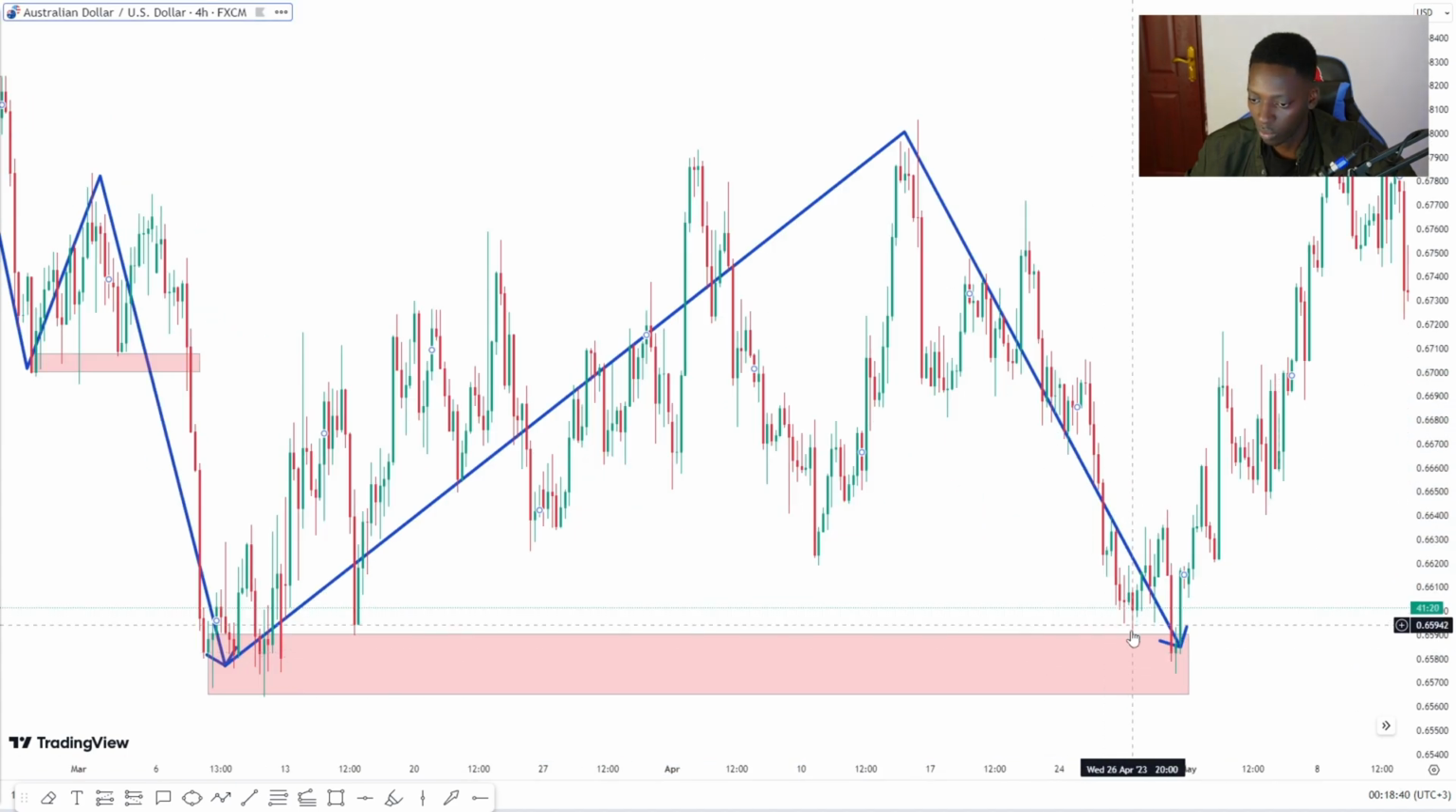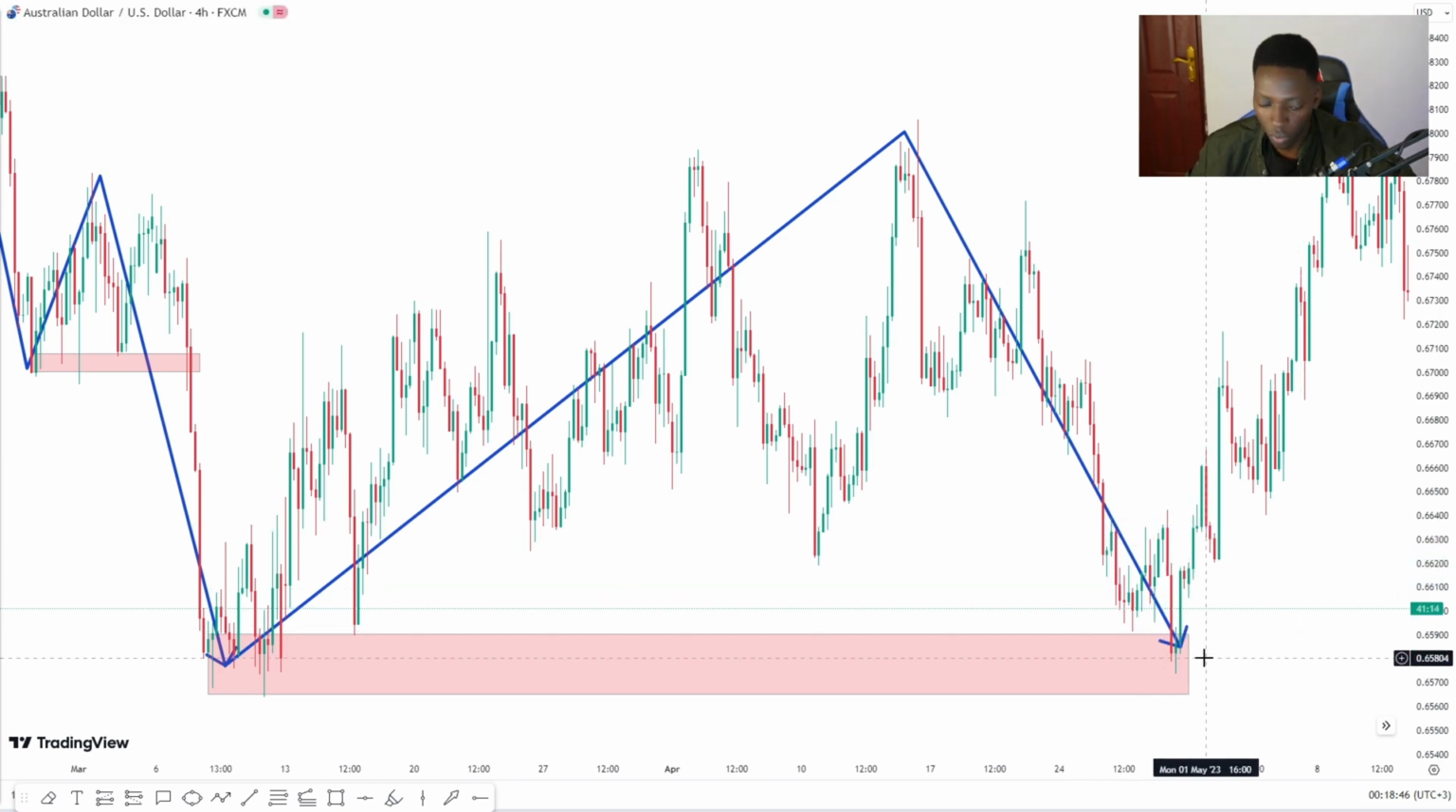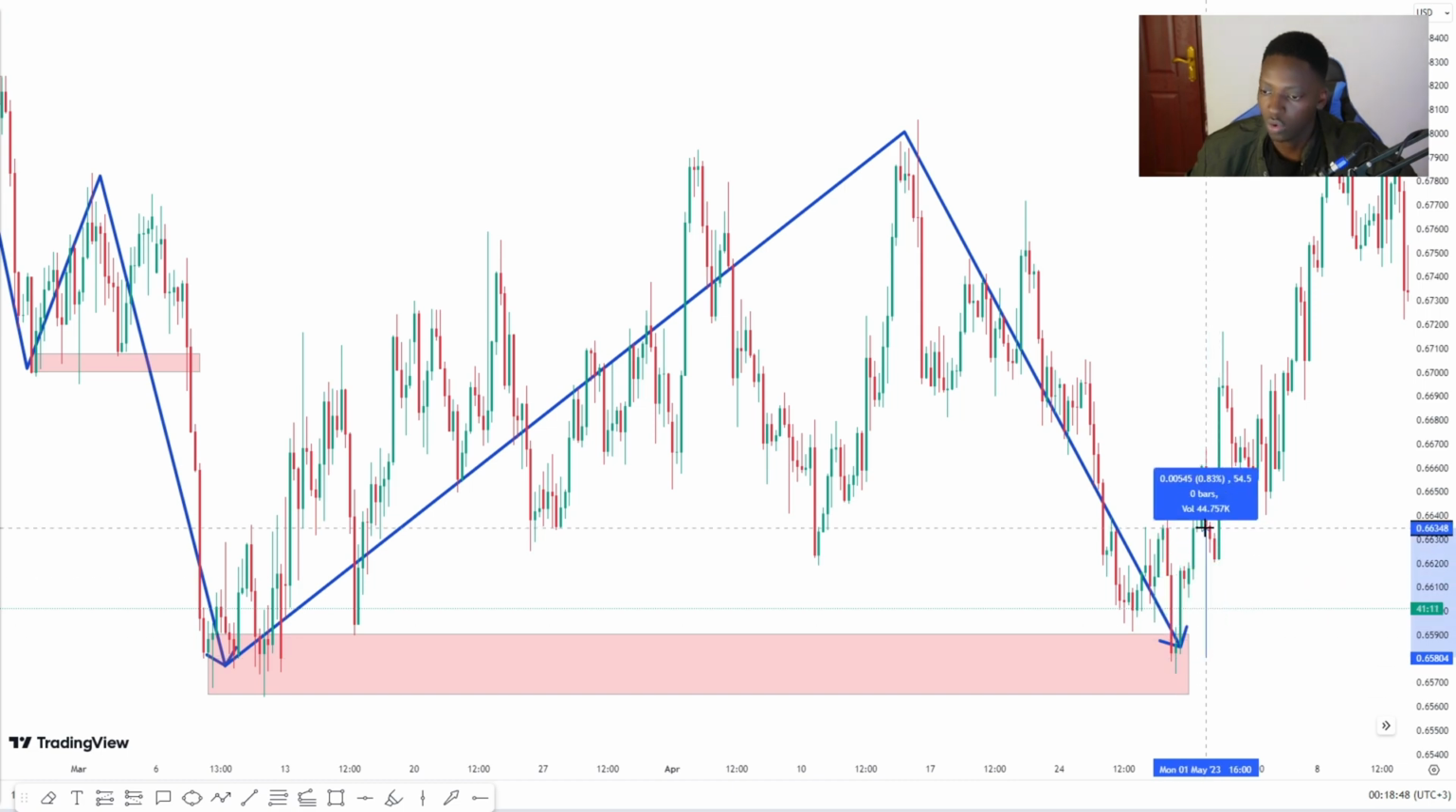The first one was somewhere here. If you try to take any short position here, you lost your money because it went opposite you. Came back all the way down again. You take a short position, you lose your money.